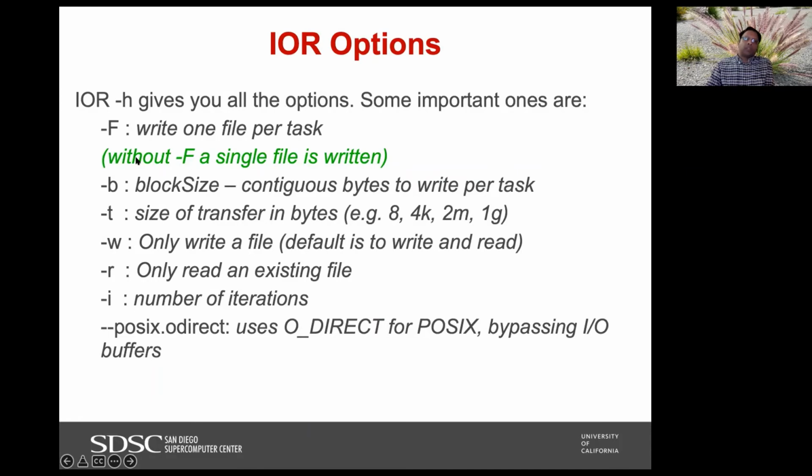Some important ones are here. Basically, -F makes it write one file per task. -b tells you the block size, that is how much each task will write. And -t is the transfer size. This is important because if you make it too small, you'll be writing in small chunks, which will again increase the metadata load. Then you can also say to only write the file or read an existing file, and you can control the number of iterations and the type of IO, for example.